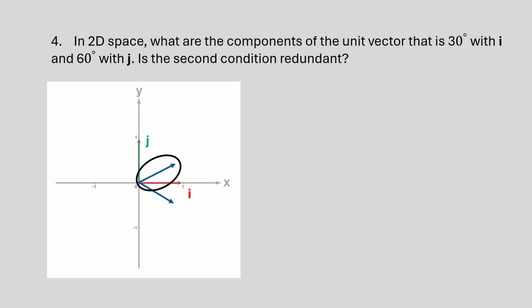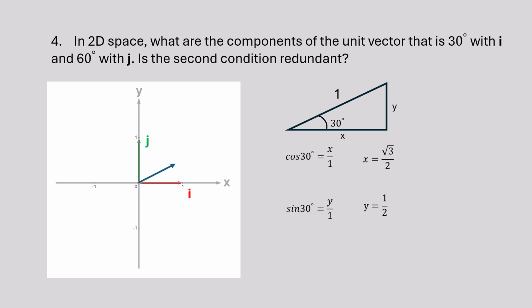To find the components of that vector, we can create a right triangle with the hypotenuse 1 and angle 30 degrees. Then we can take the cosine and sine of 30 degrees to find the x and y values. After we find the x and y, the vector would be as shown.